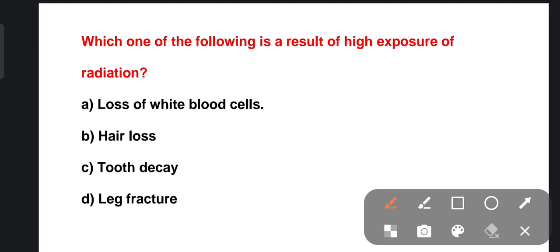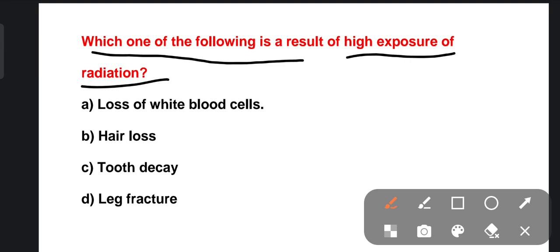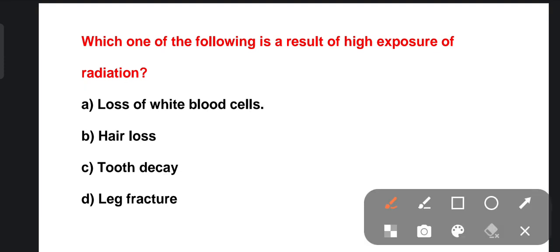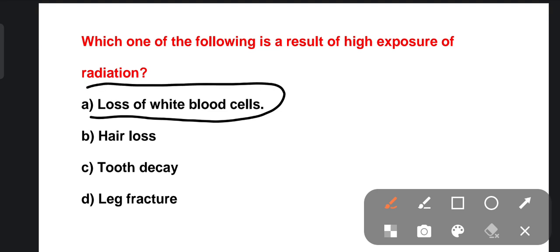The next one is, which one of the following is a result of high exposure to radiation? When a human being is exposed to high radiation, what will happen? Options are loss of white blood cells, those are WBC, which means reduction of WBC, hair loss, tooth decay, and leg fracture. The main effect will be loss of WBC. When a human being is continuously exposed to outside radiation, it can cause cancer as well as reduction of the WBC count.